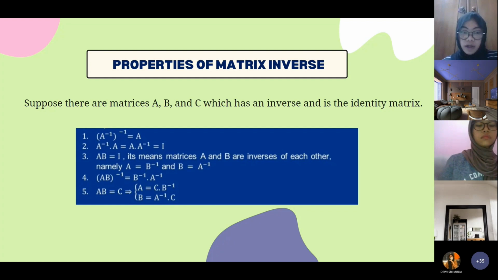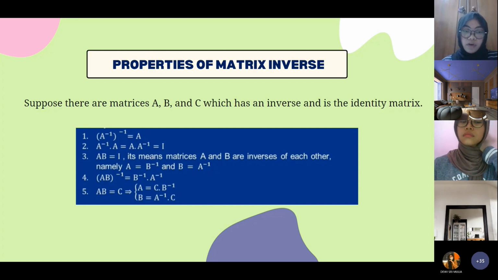Third, if AB is equal to I, it means matrices A and B are inverses of each other. Namely, A equals the inverse of matrix B, and B equals the inverse of matrix A.